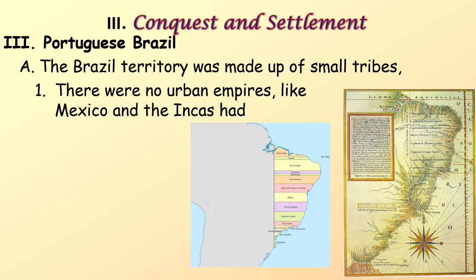And then the Portuguese in Brazil. Keep in mind, according to that Treaty of Tordesillas, the Portuguese get Brazil because South America is sticking out eastward over that line. So the Brazilian territory was not like Mexico and not like Peru. The Brazilian territory was made up of just small tribes. There were no urban empires like Mexico and the Incas had.